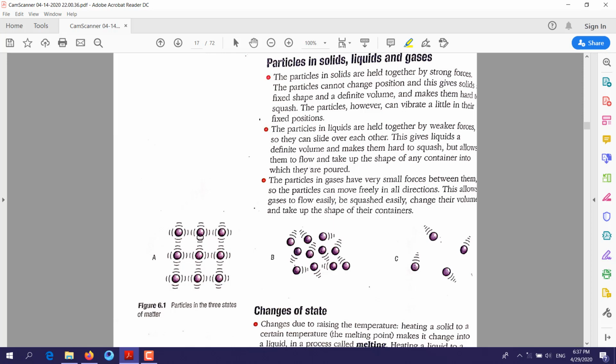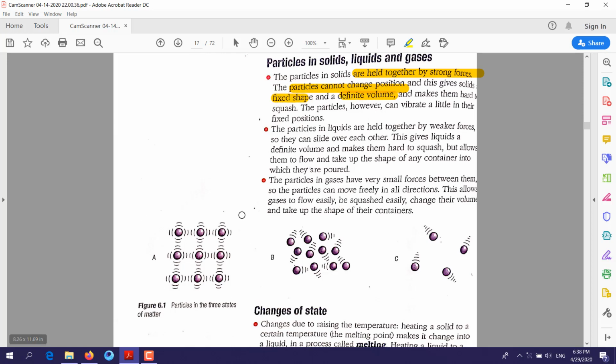Now, let's see which one is solid, liquid, and which one is gas. Firstly, the properties of solids. The particles in solids are held together by strong forces. The particles cannot change position, and that's why it gives this shape. So for the description of solids, you will say the particles have a fixed shape and fixed volume. It has a fixed shape and definite volume.